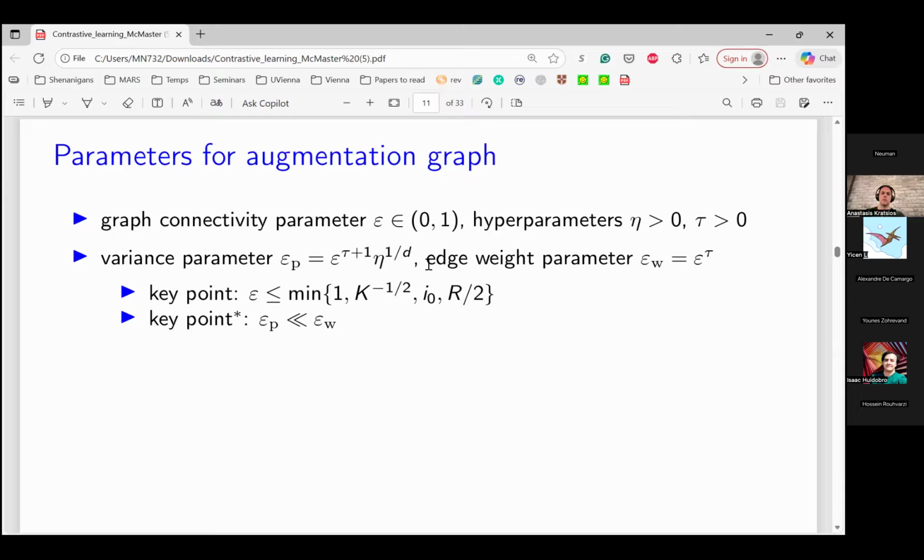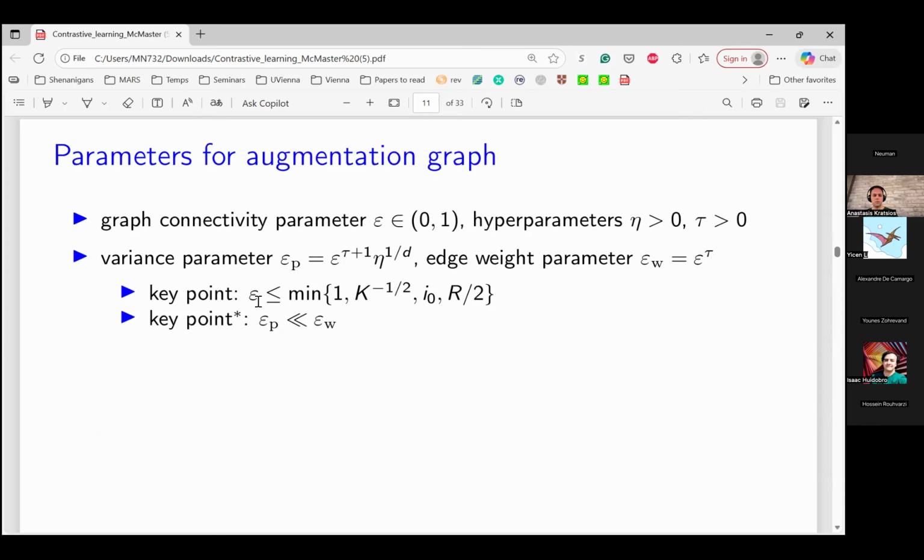Whatever it is, just keep in mind one thing: epsilon p has to be much smaller than epsilon w. This was originally an assumption so that our analysis would go through. But when we did the simulation, we realized that we do need epsilon p to be less than epsilon w. There has to be a distinction between the two in order for our experiment to go through as well. So it's also backed up by the experiment.